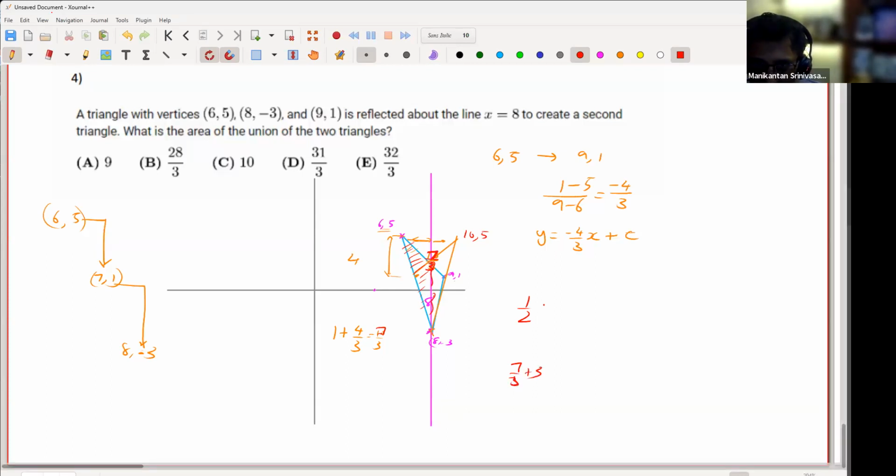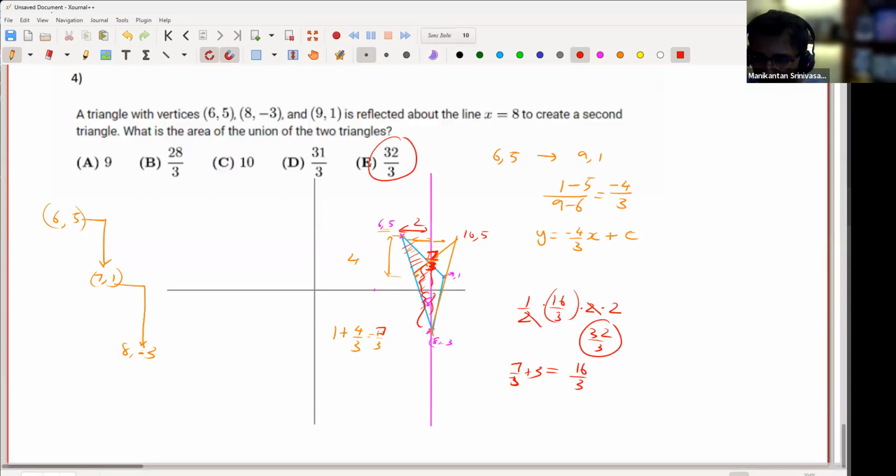So this is 0. I mean, this is on the reflection axis. So this is 7 by 3. 7 by 3 plus this 3 is 16 by 3, right? So the base is 16 by 3, and the height is just whatever this gap is. This gap is 2, right? And then there are 2 such triangles, so times 2. Sorry, I didn't do a good job explaining this. I'll go over it one more time. So it's 32 by 3, which happens to be one of the choices.